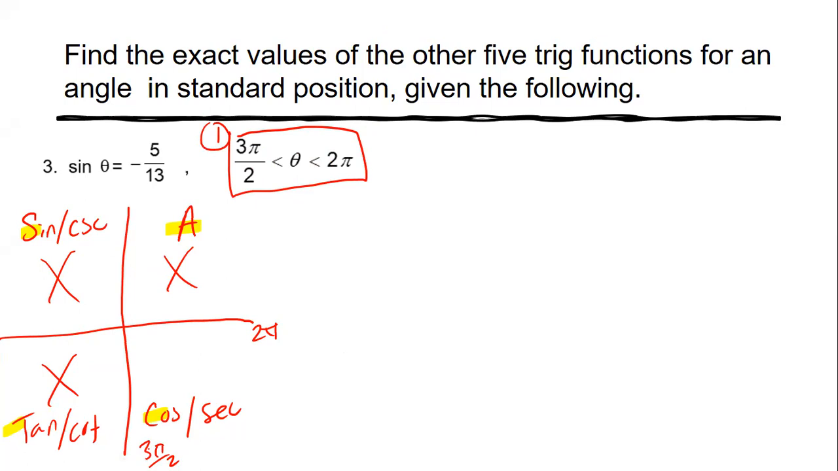The reason you need that restriction is because of reference angles. More than one angle can have the same absolute value of sine, cosine, and tangent, because their reference angles can all be the same. So that's why.